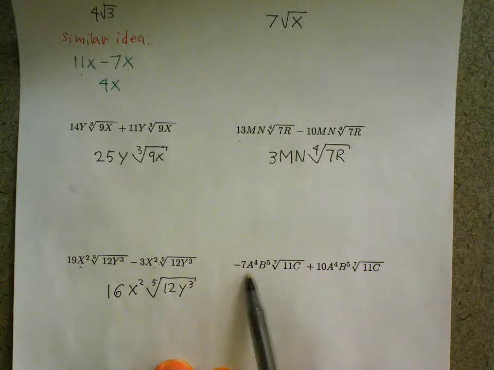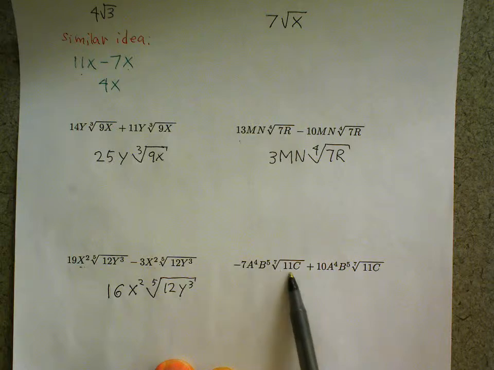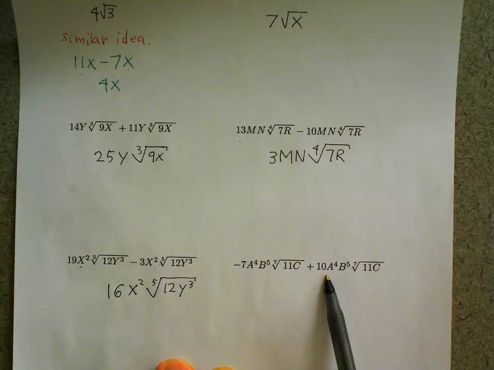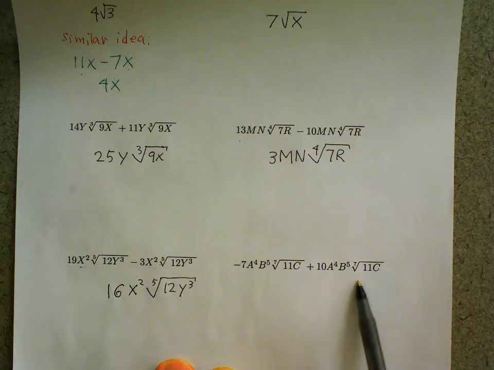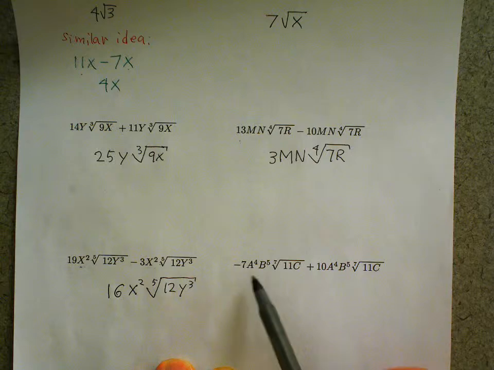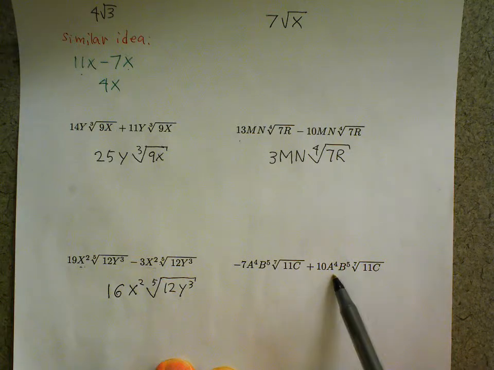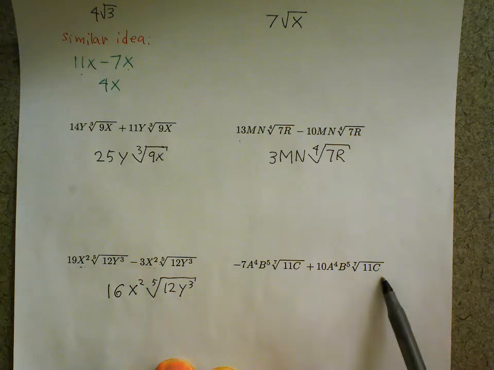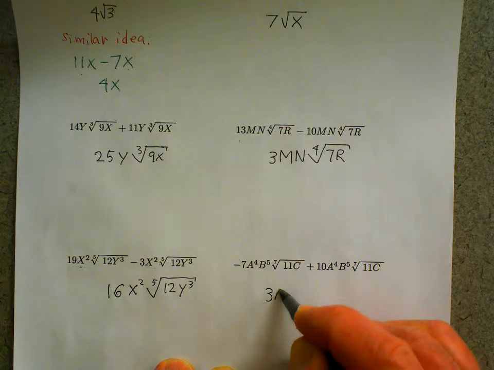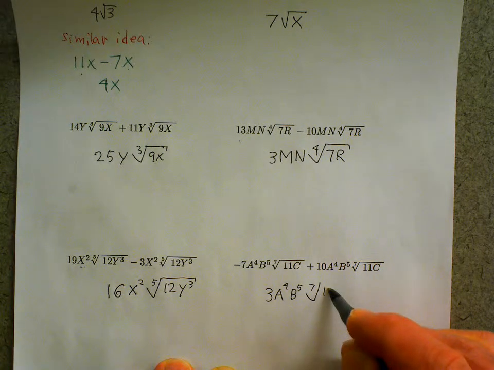All right, the next one. Negative 7 times a to the fourth times b to the fifth times the seventh root of 11c plus 10a to the fourth times b to the fifth times the seventh root of 11c. The seventh root of 11c cannot be simplified further. The terms are like terms, so we can combine by adding. This simplifies to positive 3 times a to the fourth times b to the fifth times the seventh root of 11c.